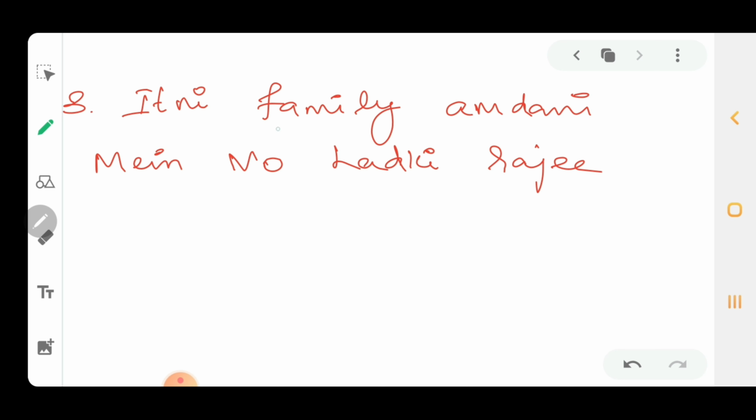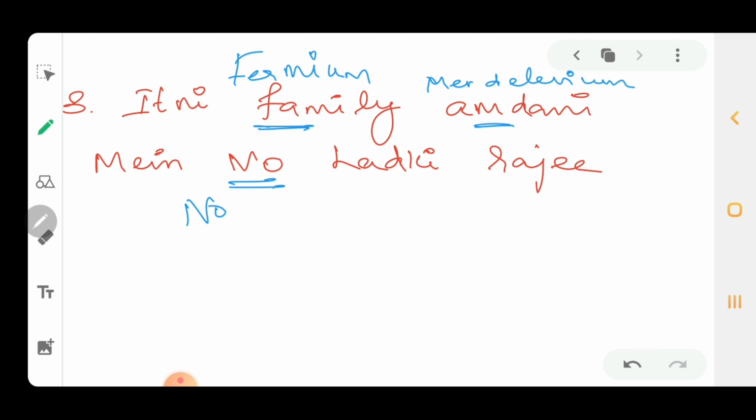If I decode this, F stands for fermium, and Amdani, this M stands for mendelevium, and this No stands for nobelium, and then Latki, this L stands for lawrencium. That's it. Hope you understand the mnemonics for F block elements, that is lanthanide and actinide series.